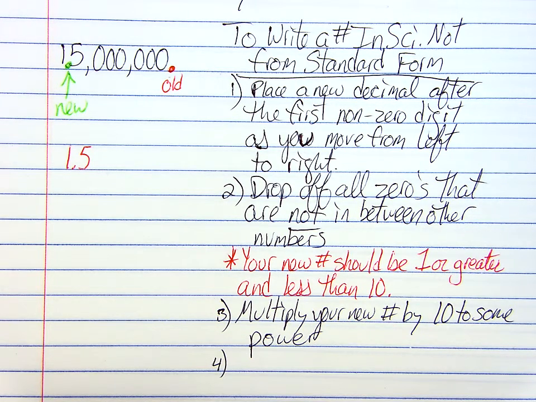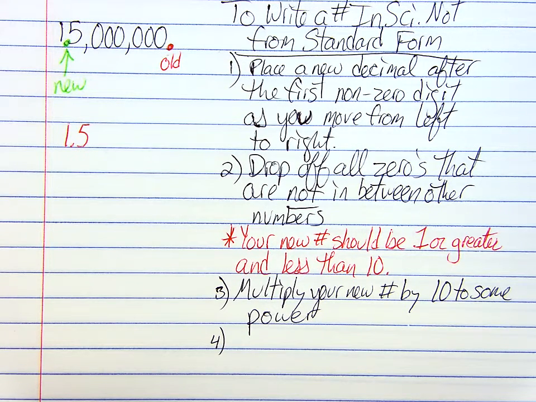Does anybody know how to find that power? Oh, good guess, but wrong. Sorry. Taylor, go ahead. It's the number of decimal places, which is not always equal to the number of zeros that you have. Sometimes it is. But in this case, it's not going to be. So it's the number of spaces between your old and new decimal place.